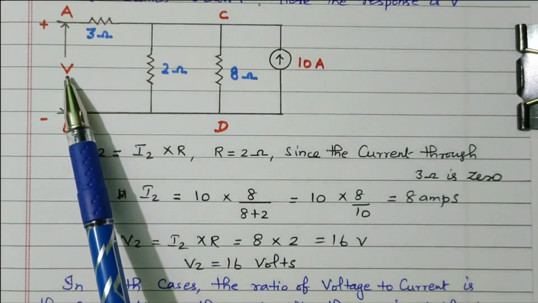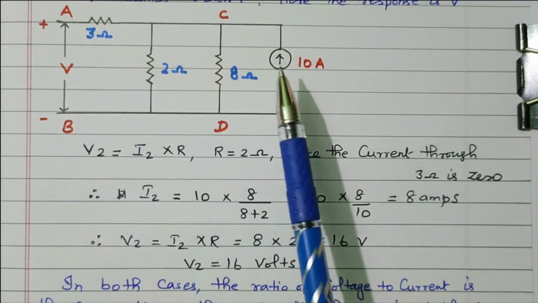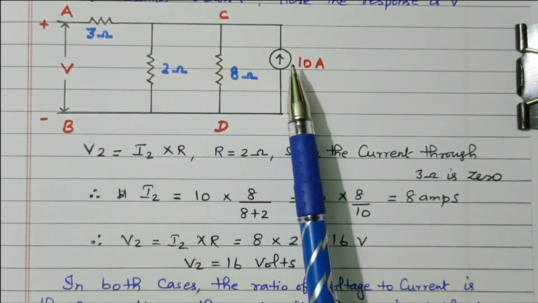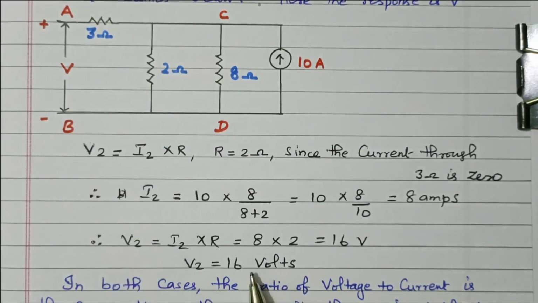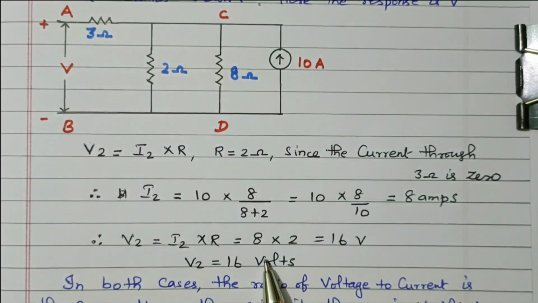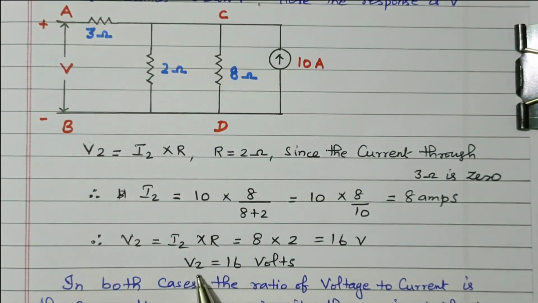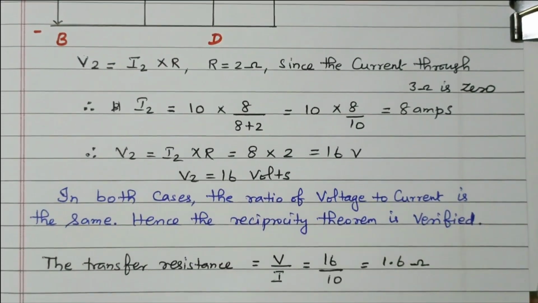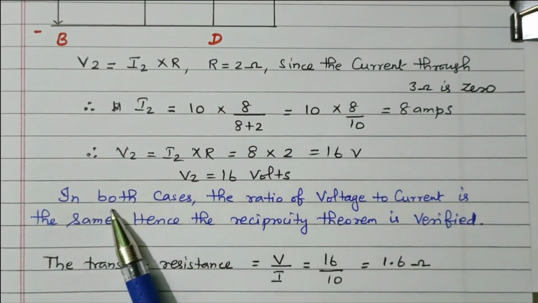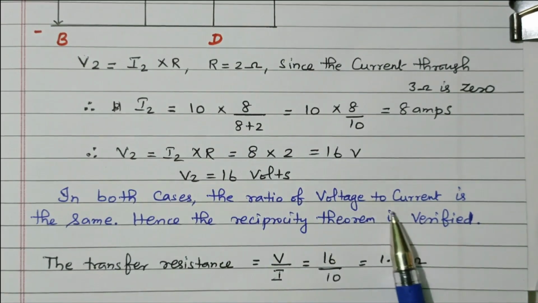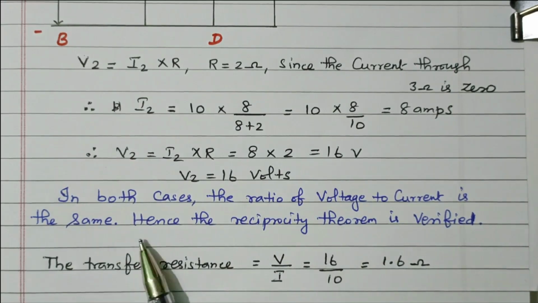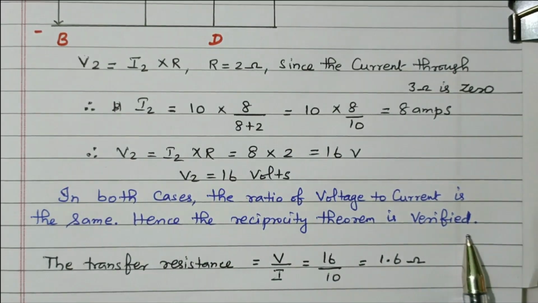So while transferring the current source from branch 1 to branch 2, the voltage in branch 1 is now reflected in branch 2, and the same 16 volts appears. So now we verified the reciprocity theorem and also we calculated the V2 value. Now we need to find the transfer impedance value. In both cases the ratio of voltage to current is the same. Current is 10 ampere, voltage is 16 volts. Hence the reciprocity theorem is verified.